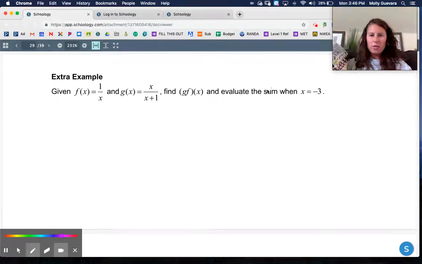Okay, so the first thing I see is that this word is wrong. This should be product, right? Because I'm multiplying.